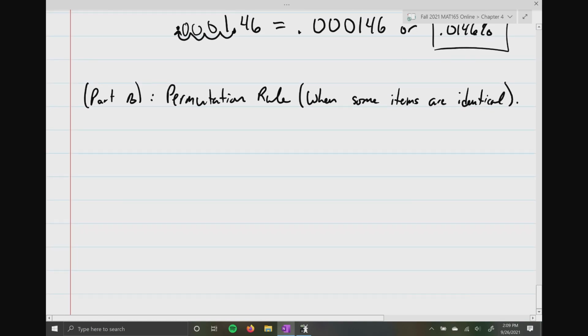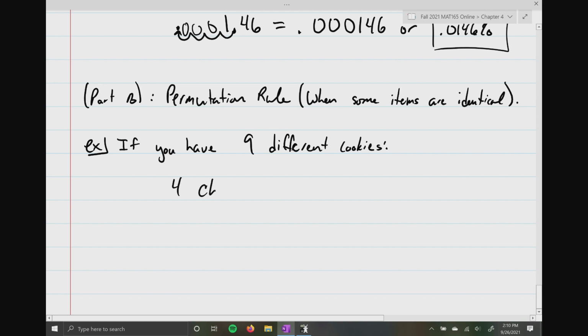All right. So, for example, if you have 9 different cookies. Now I'm starting to get hungry. And here they are. You got 4 chocolate chip, which are, I think, my favorite.